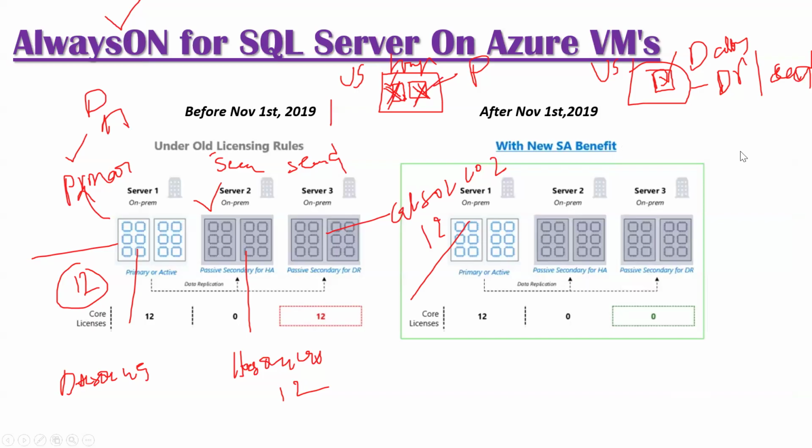Now Microsoft has updated the software assurance from November 1st, 2019. Microsoft is going to provide one more server as well. You are going to pay only for 12 cores and you can maintain three copies. That is how Microsoft upgraded the infrastructure. This is good now. You can maintain three copies. This is for high availability. This is for DR, disaster recovery. If something happens to the whole data center, no problem. I have one copy in a different location. Got it? Yes, everyone?